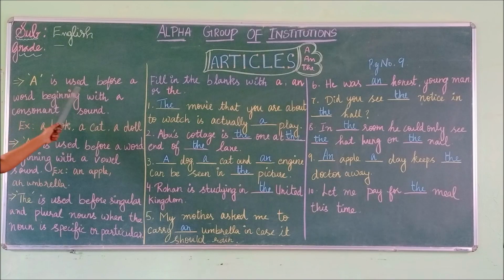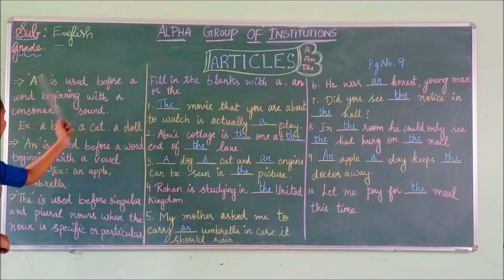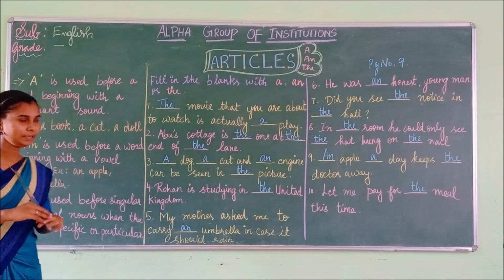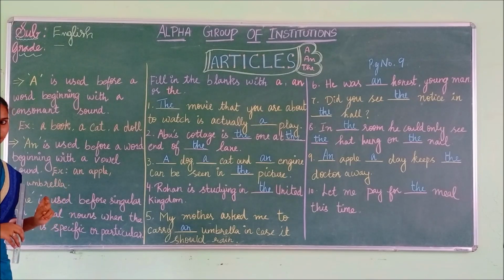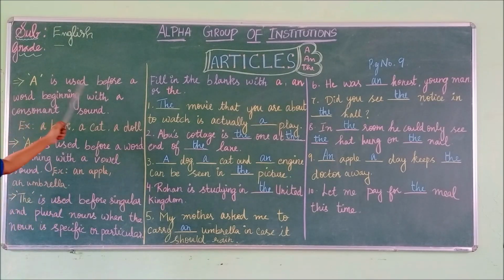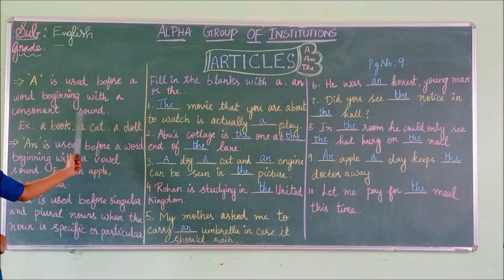So a is used before a word beginning with a consonant sound. So where do we use a? Article a is used before a word beginning with a consonant sound. We have 26 alphabets in English, right? We have got 5 vowels and the remaining 21 letters are consonants. So the remaining 21 letters have consonant sounds, and a is used before a consonant sound.